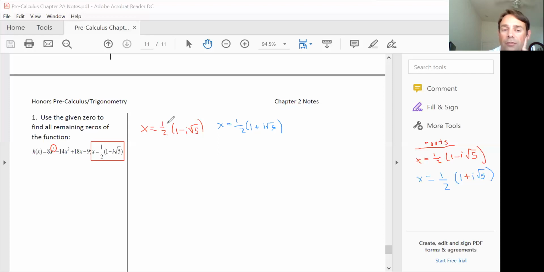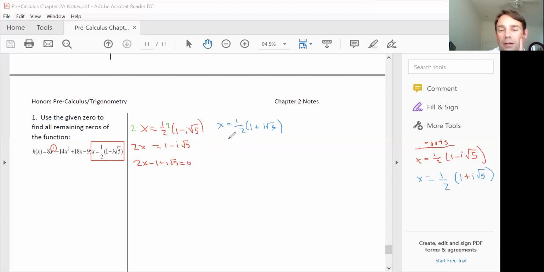First of all, I see a 1/2 here. I don't like having a 1/2 here. So if I multiply it by 2, that's going to get rid of the 1/2. 2x equals 1 minus i root 5, and we move it all over to the same side. Remember, we always keep x positive, so 2x minus 1 plus i root 5 equals 0. So I got one factor there.